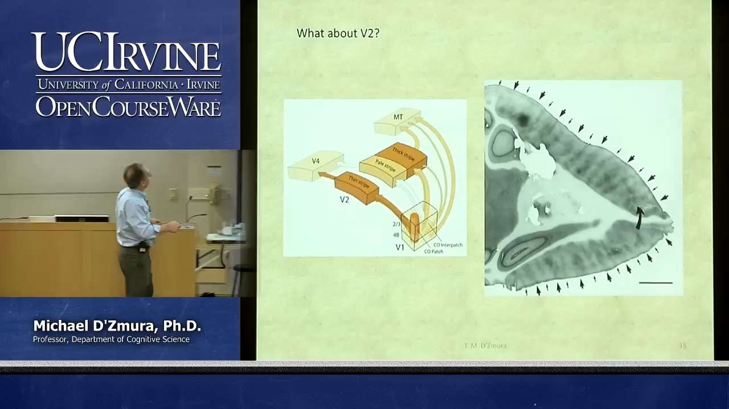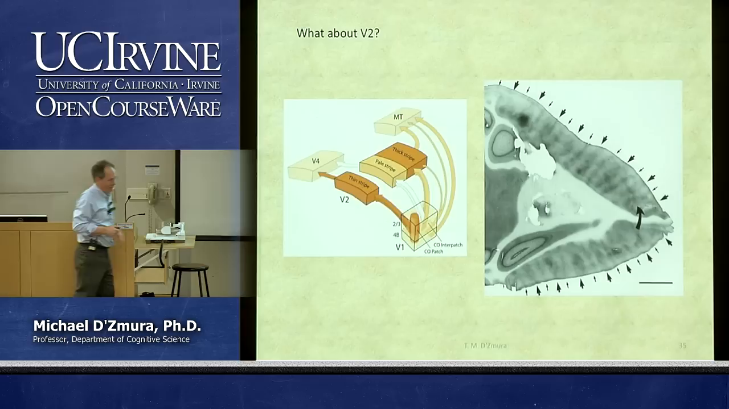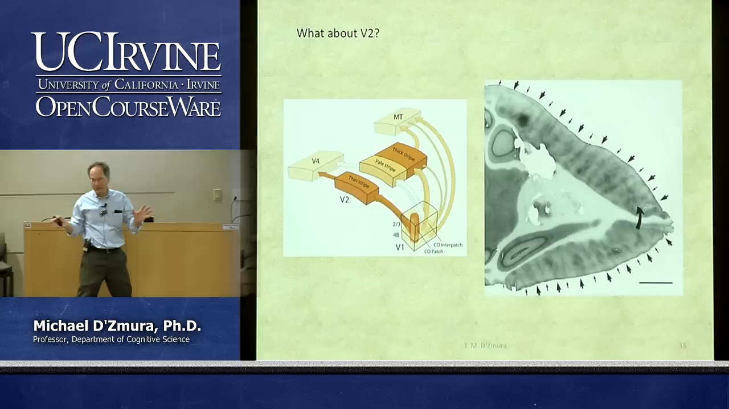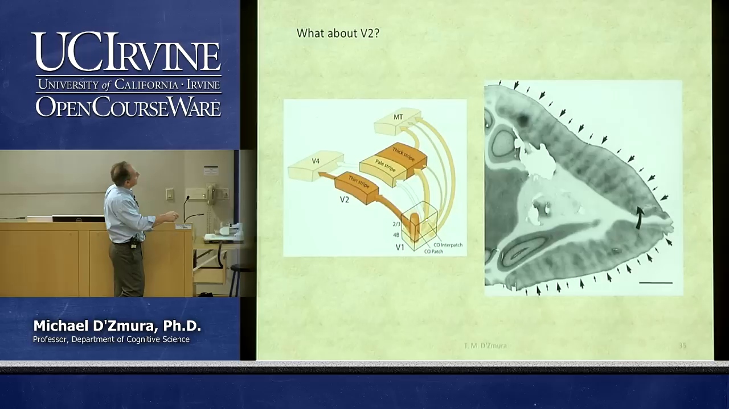So this is our area V1 that we've been looking at. CO means cytochrome oxidase, and this is a blob, that dark orange guy here. Interpatch is where there is no blob. And it turns out that the blob neurons, which are specialized for processing color information, these project to areas in V2 known as the thin stripe areas.